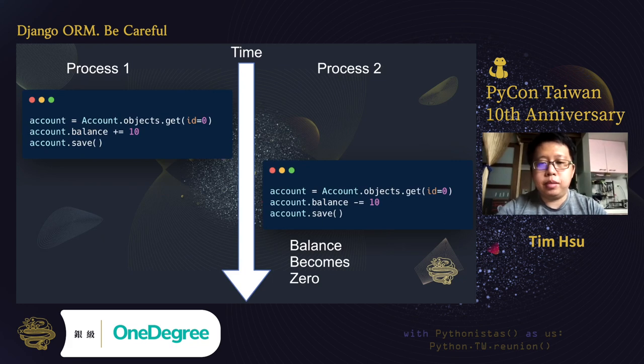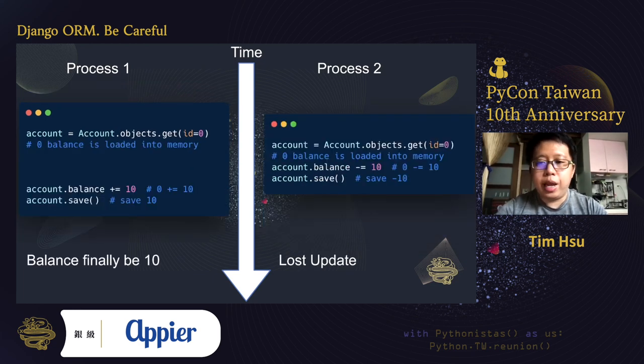Okay. Here are two processes. The left one deposits the money and the right one withdraws money. If the deposit and the withdrawal don't overlap, the final balance becomes zero. However, if the deposit and the withdrawal do overlap, the resulting balance may go wrong.